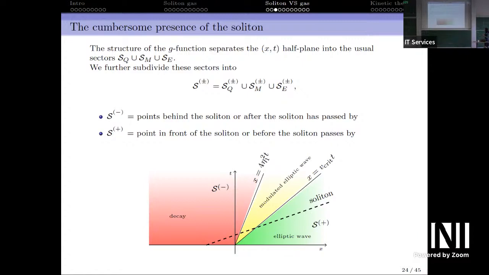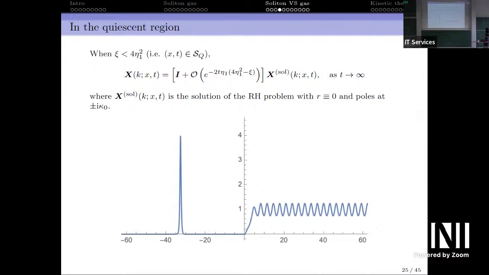In this part it's just the soliton, and nothing very exciting is happening. The soliton gas is moving on its own, the soliton is moving and it's catching up. And the Riemann-Hilbert problem can be easily solved. There is no contribution from these bands. There is only the contribution from the two poles at i kappa naught and minus i kappa naught, which is this bump. So this is easy. But now we get to the elliptic region.